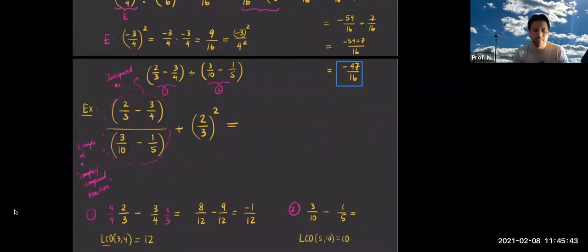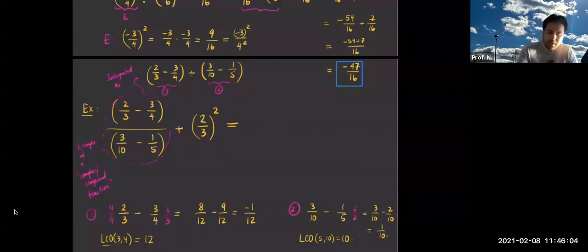Multiples of 5, multiples of 10, the smallest one is 10. So then you don't have to change the 3 over 10. You only have to take care of the 1/5. And you can do that by multiplying the top and the bottom by 2. And I'm left with 3/10 minus 2/10, which equals 1/10.